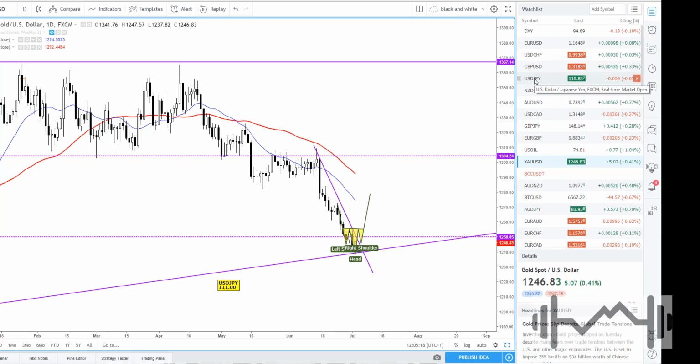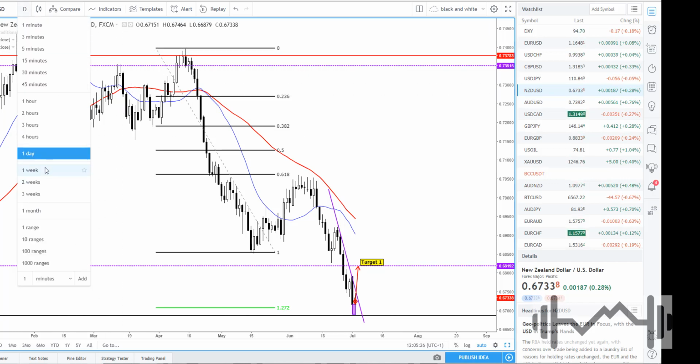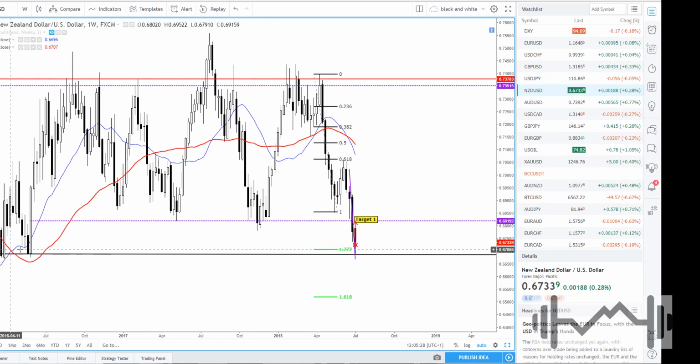Now I'm just going to fast forward a little bit and take a look at what's happening on the Kiwi. So Kiwi, let's just zoom out to the weekly chart. What we'll see is major structure through here. We've seen a fib extension, 1.272 overlapping at the big number 6700. We have a commitment of traders extreme long. We've got seasonal bias long.